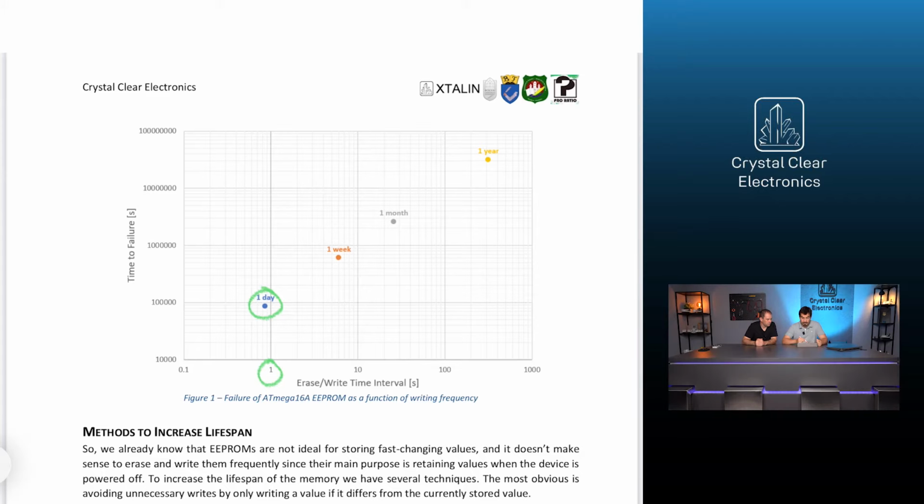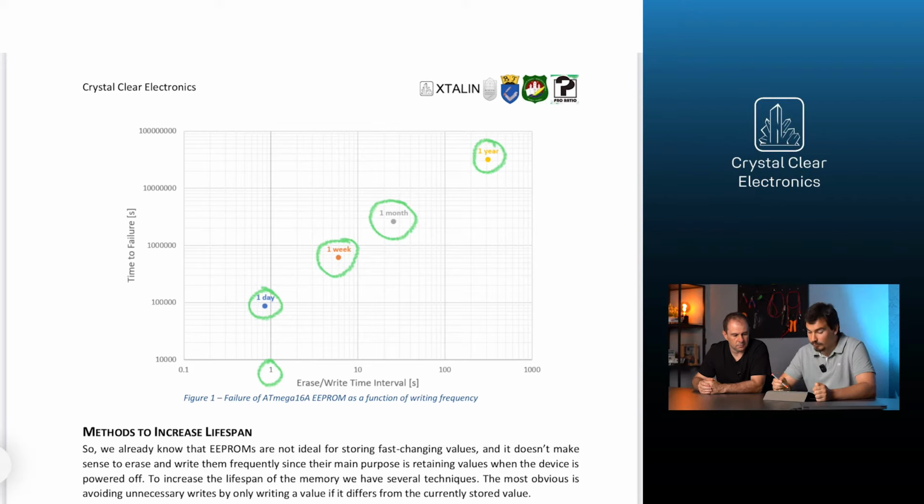However, if we only write a value once every 315 seconds, our EEPROM is guaranteed to last more than a year. It is similarly predictable that it would take exactly a week to perform 100,000 writes to our EEPROM at 6 writes per second, and a month at 26 writes per second. So the EEPROMs are not ideal for storing fast-changing values, and it doesn't make sense to erase and write them frequently, since their main purpose is retaining data without a power supply, meaning when the device is powered off.